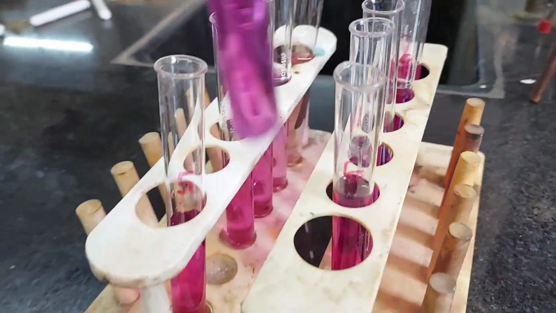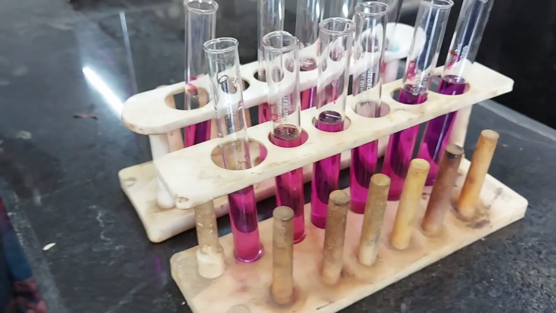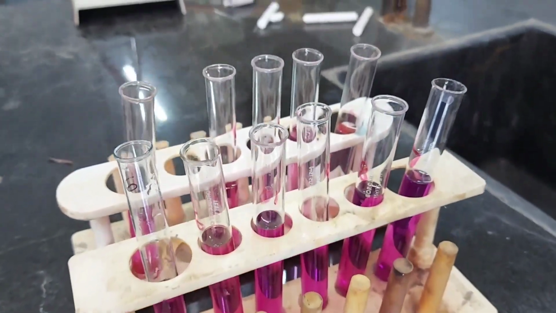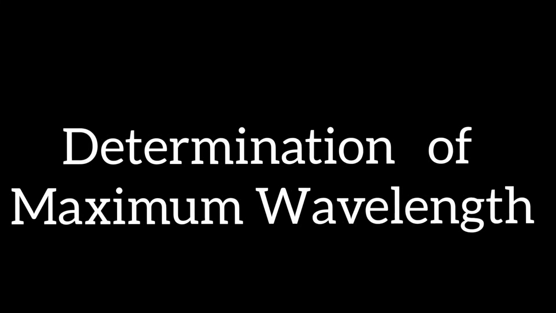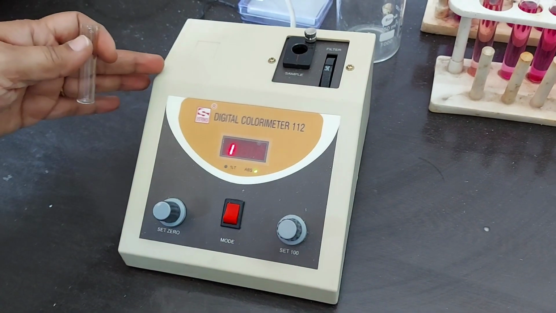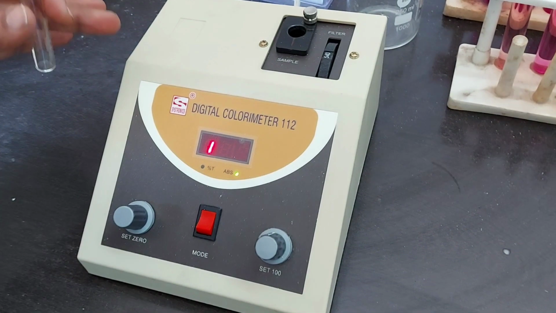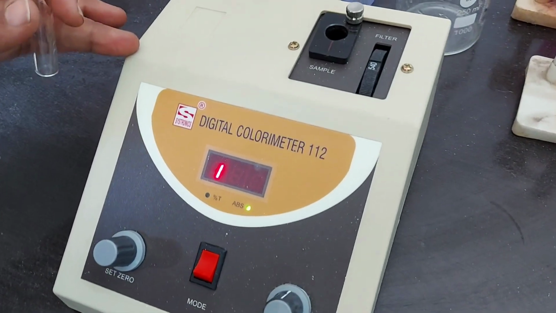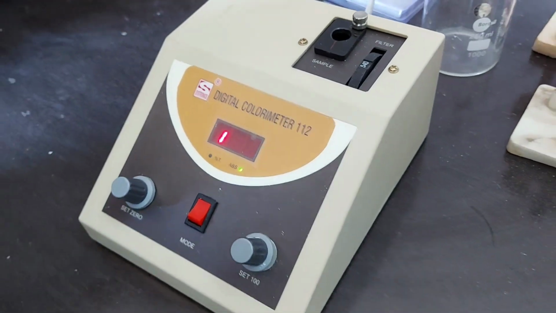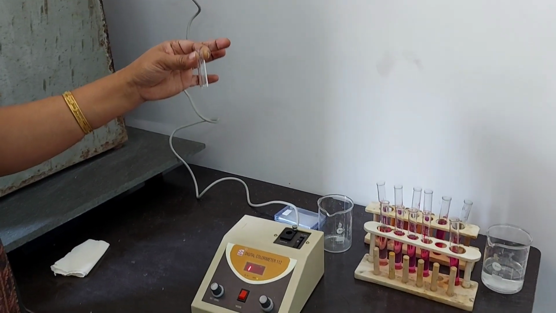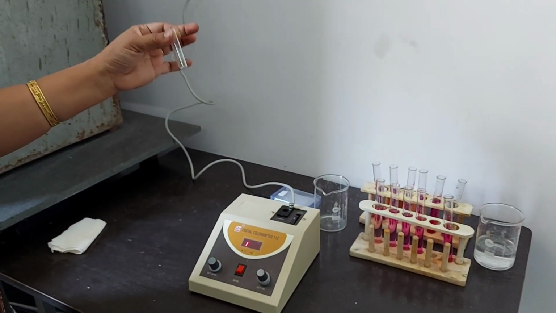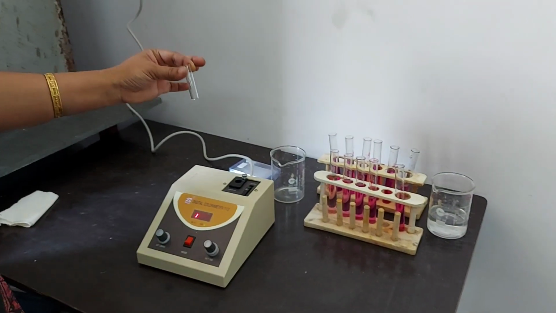And also we are given one unknown solution with these 10 systems. So this is a digital colorimeter, as we have taken in the apparatus part, and this is the cuvette. This is a glass cuvette since we are studying in the visible light region. So we will be using a glass cuvette for this.